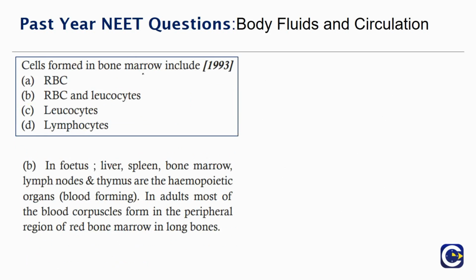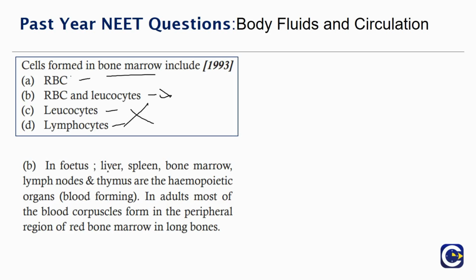Cells formed in bone marrow include RBC and leukocytes and lymphocytes. So we know bone marrow majorly produces RBC, so we can eliminate both of these options. So does it produce only RBC? No, it also produces other cells, leukocytes.